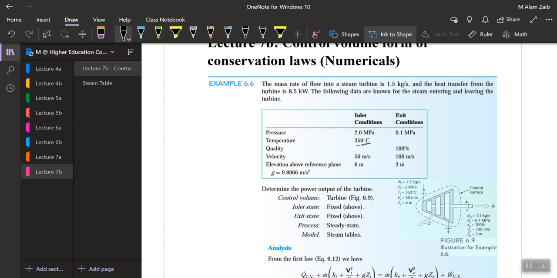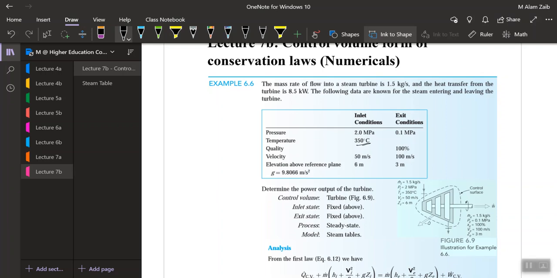The exit condition is 0.1 megapascal. The quality is 100%, which means we are in saturated vapor. The velocity is increased to 100 meter per second, and the elevation is actually 3 meter.